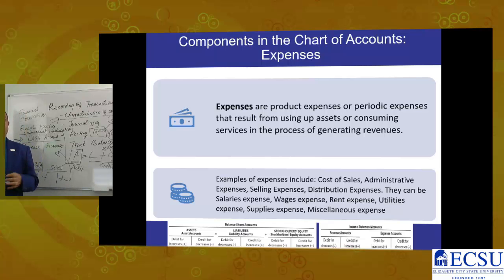Examples of the expenses: cost of sales, administrative expense, selling expense, distribution. Now, they could be salaries, wages, rent, utilities, supplies, miscellaneous. All those could be your periodic expenses. Cost of sales would be the product expense.